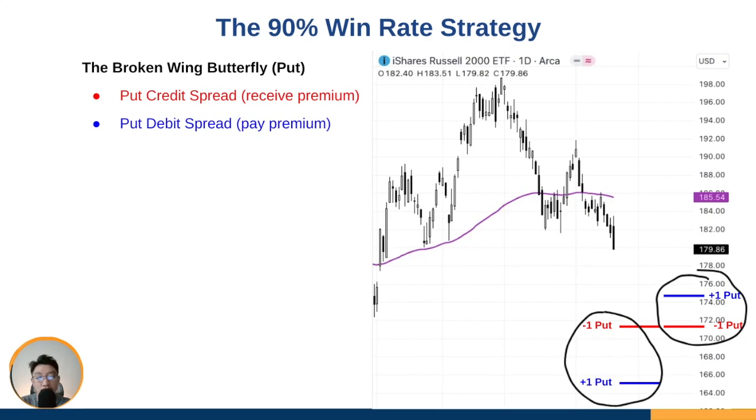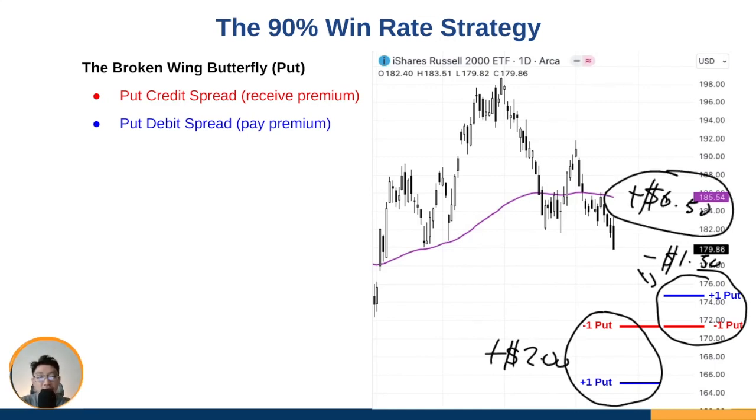Let's say, for example, you receive roughly $2 in terms of credit spread. Now with this $2, you're going to purchase this debit spread down here. Let's say you can buy this put debit spread for $1.50. So you receive $2 in credit, you purchase the put debit spread for $1.50. What is your leftover? Your leftover will be a positive 50 cents. So now you have a positive 50 cents. This is how you get a minimum credit if the market just goes up.